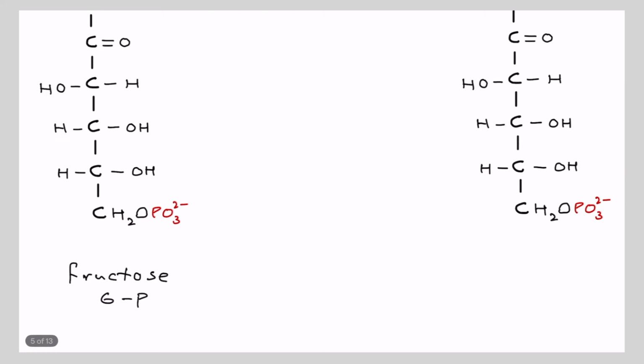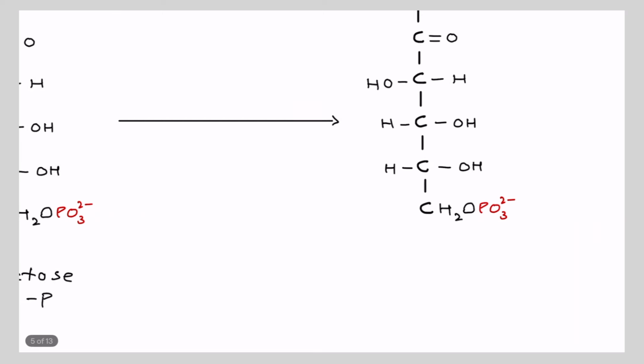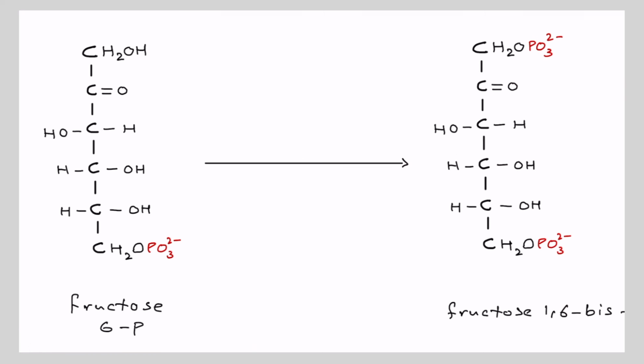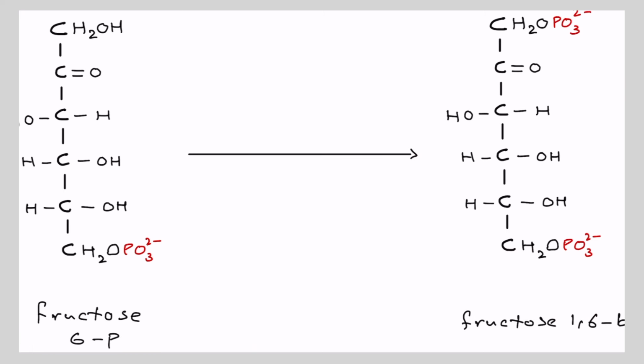That's getting converted to fructose 1,6-bisphosphate. Now, this is happening, as we said, through the action of the enzyme that's called, let's write the whole thing, phosphofructokinase 1. We have a phosphofructokinase 2, which we're going to talk about in the next video.